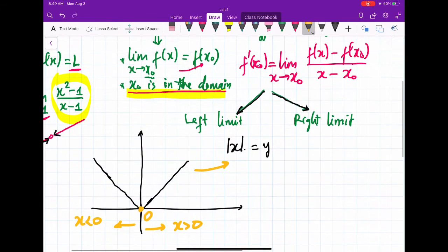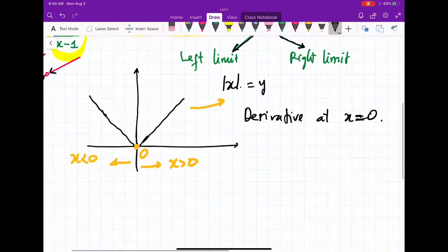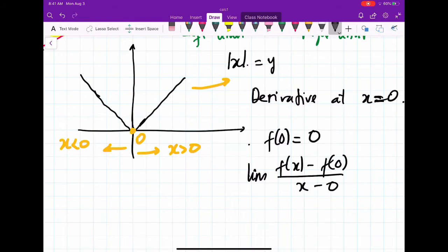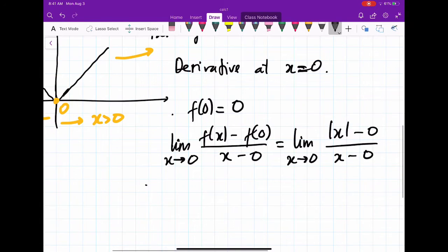Now I want to consider the limit, the derivative at 0. I want to see if the derivative at 0 exists or not. Okay, that is my question. So I want to find the derivative at x equal to 0. That means I have to consider the limit, right? So let's write the limit. We know that f of 0 is equal to 0, right? And the limit of f of x minus f of 0 over x minus 0, x approaches 0, is the limit of absolute value of x minus 0 divided by x minus 0, which is the limit of absolute value of x over x when x approaches 0.